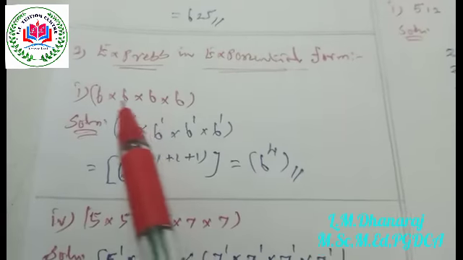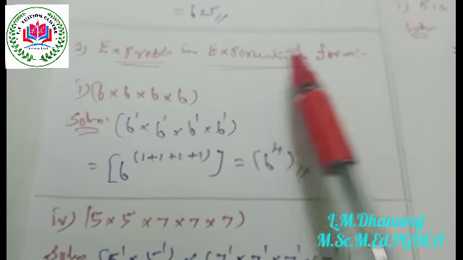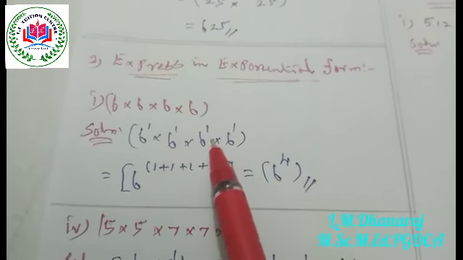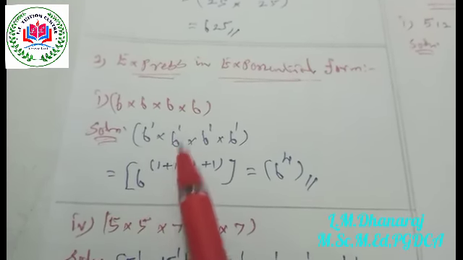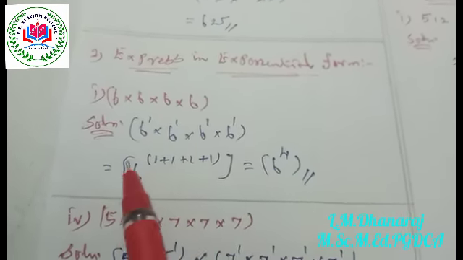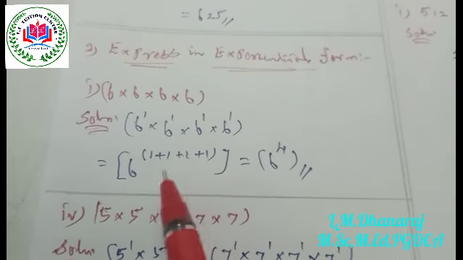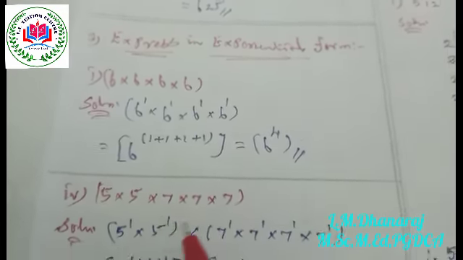The second Roman letter, we have to express the given expression in exponential form. Exponential form means we have to write in terms of power. 6 into 6 into 6 into 6 means 6 power 1, 6 power 1, 6 power 1, 6 power 1. So the powers have to be added. 1 plus 1 plus 1 plus 1. So 6 power 4. Okay.